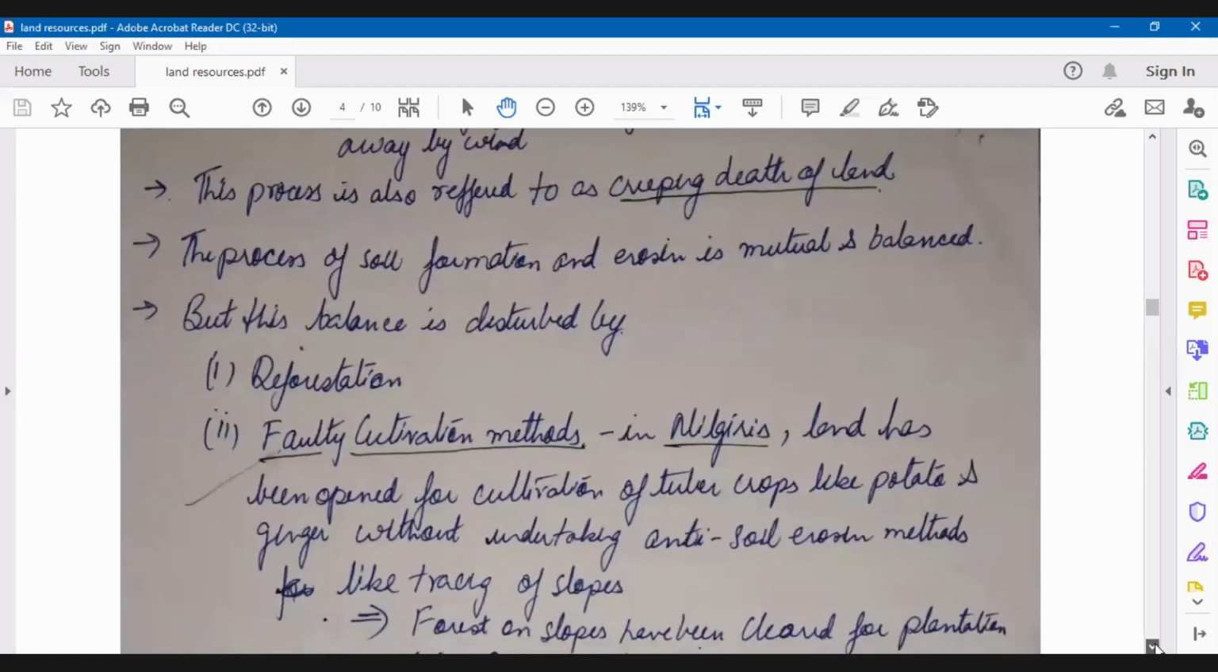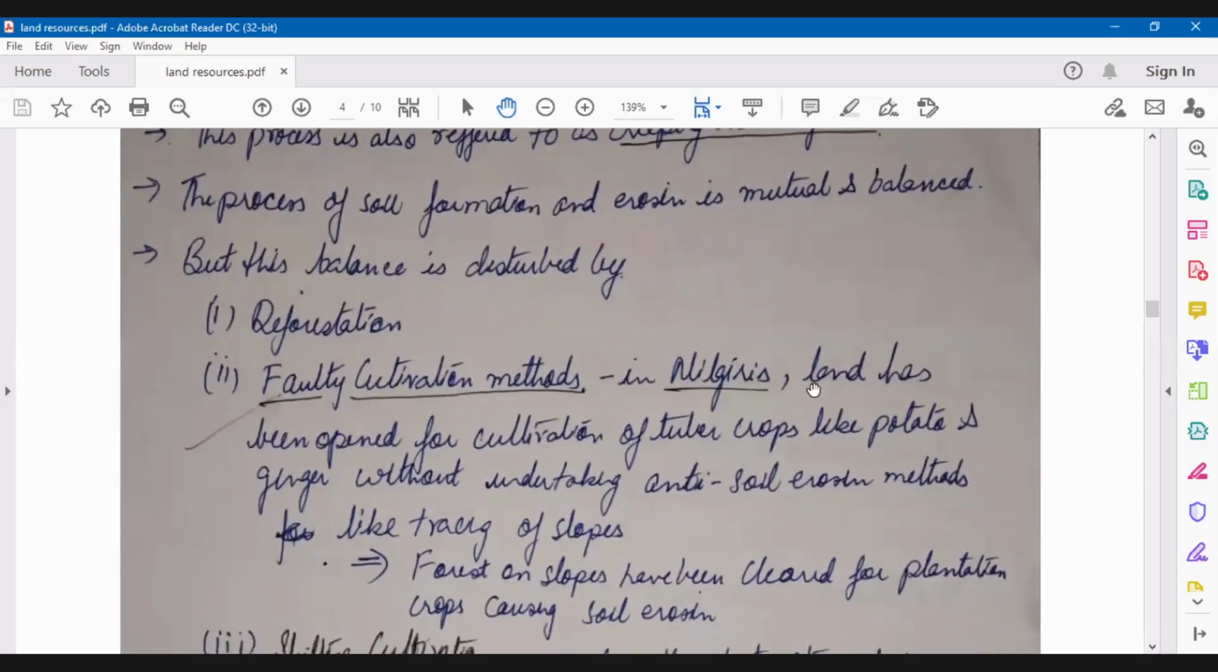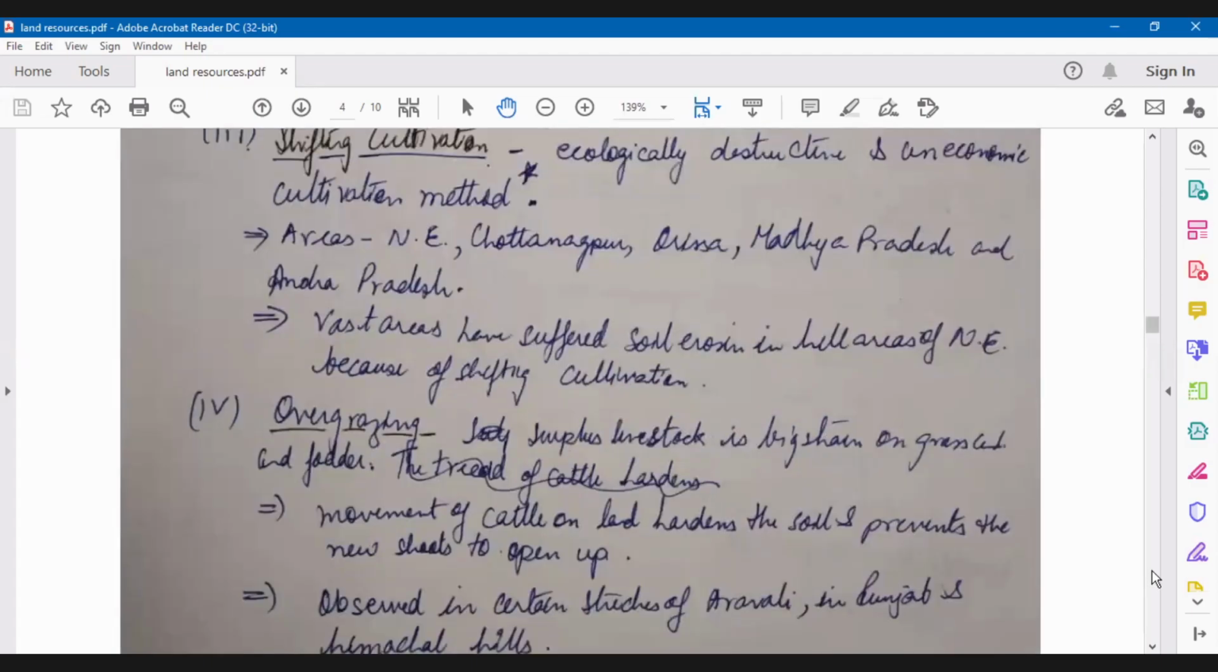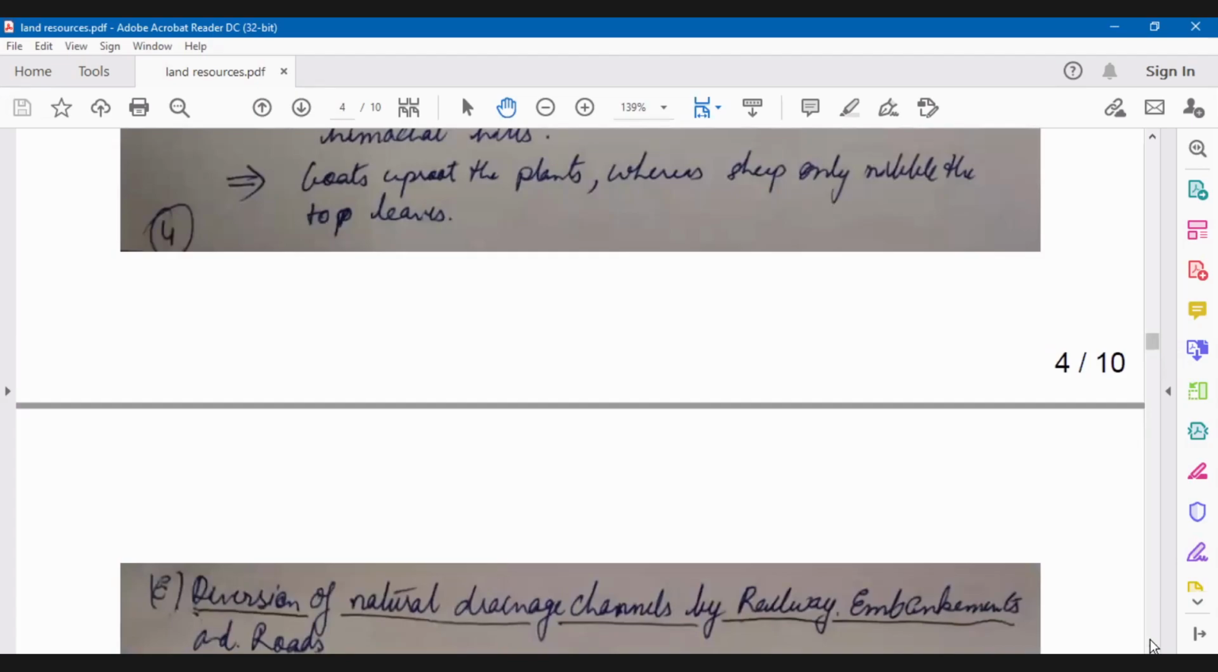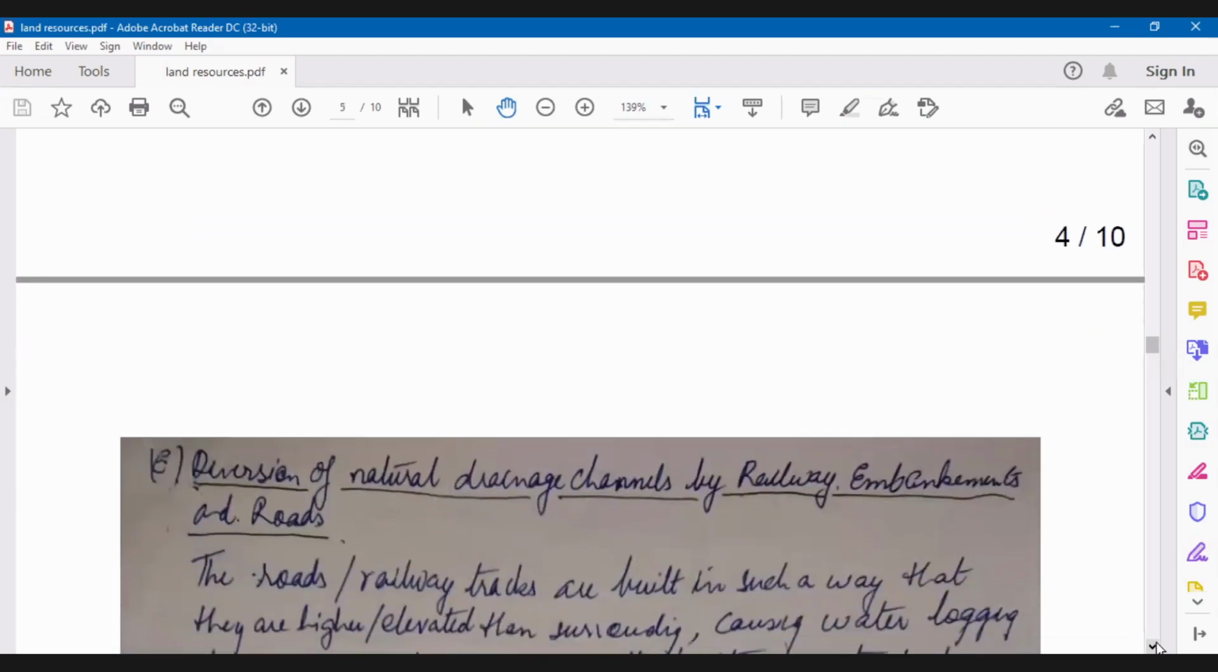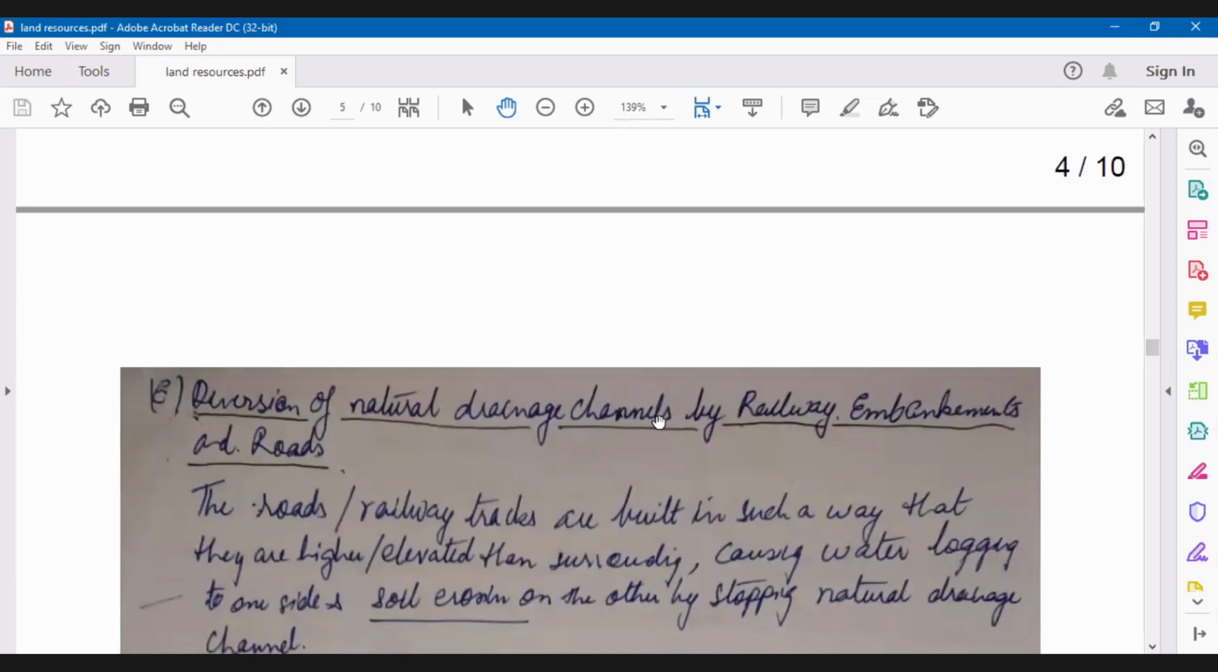When we talk about faulty cultivation, we are talking about the Nilgiris. Where are the Nilgiris found? They are found in your Western Ghats. Land has been opened for cultivation of tuber crops like potato and ginger without undertaking any anti-soil erosion methods. Then we have shifting cultivation and overgrazing. Then there is another problem, and that is diversion of natural drainage channels by railway embankments and roads. Basically, we see a lot of development going on in terms of railways, roads, and highways.